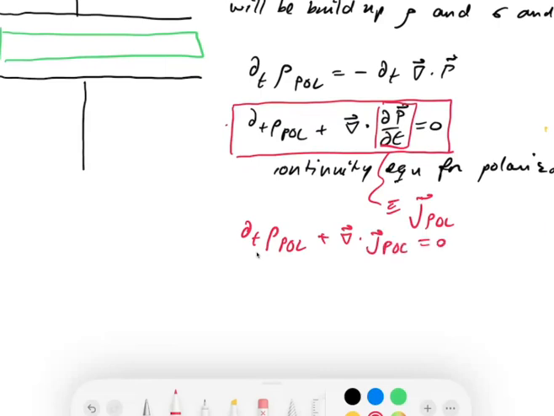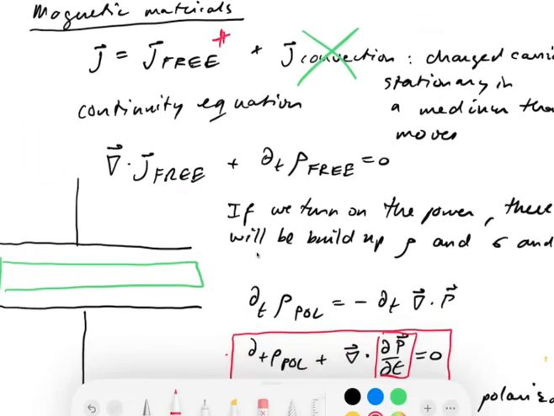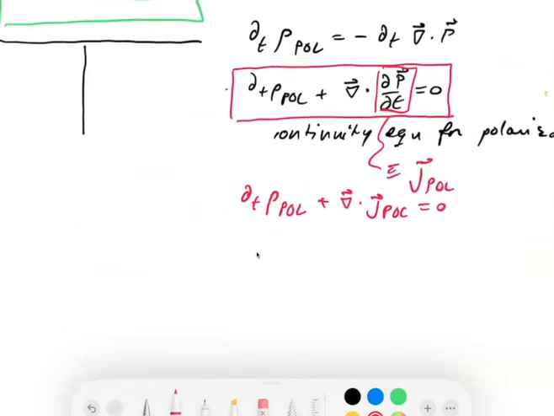Okay, now before we were saying, well, we have free sources that we call sources of the type number one. We have convection sources, and we ignore those. That's number two. And these are polarization currents. These are your sources of type 3. Okay.